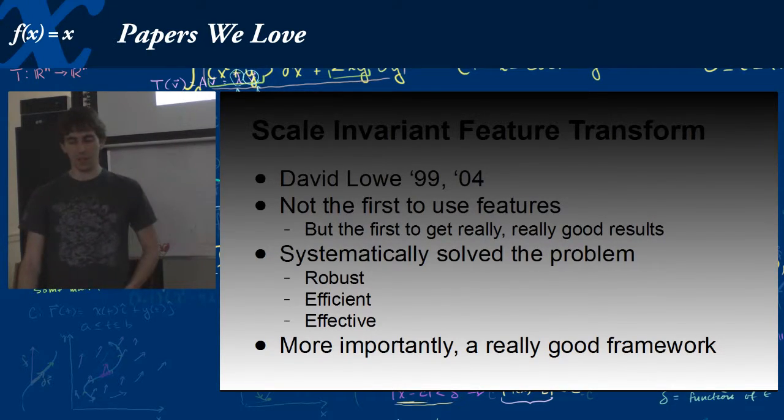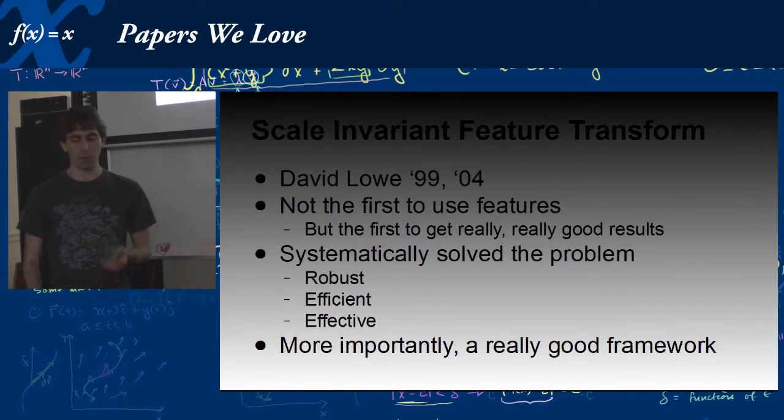This was a 1999 paper by David Lowe at University of BC. The journal version was published in 2004, so if you're really interested in this, I'd recommend looking over that one because it's a more thorough examination of the topic. It's not the first example of using features for object recognition, if you consider corners could be considered a feature of the object, but it was the first to get really, really good results in this domain, and I think it's because he systematically solved the problem by identifying what the main barriers were.